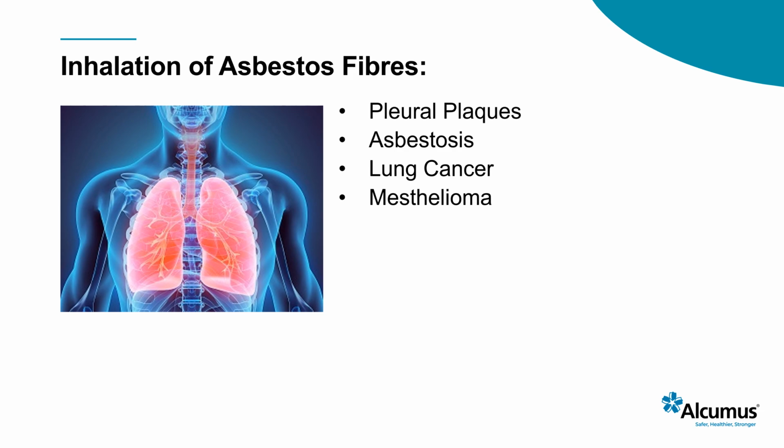Inhaling asbestos fibres can lead to 4 main diseases: pleural plaques, asbestosis, lung cancer, and mesothelioma. Localized pleural plaques, or diffused pleural thickening, is a scarring of the lung tissue that rarely leads to severe symptoms, whereas asbestosis is a scarring of the lung tissue in the area of the lungs that can lead to progressive difficulties in breathing and potentially lead to death.